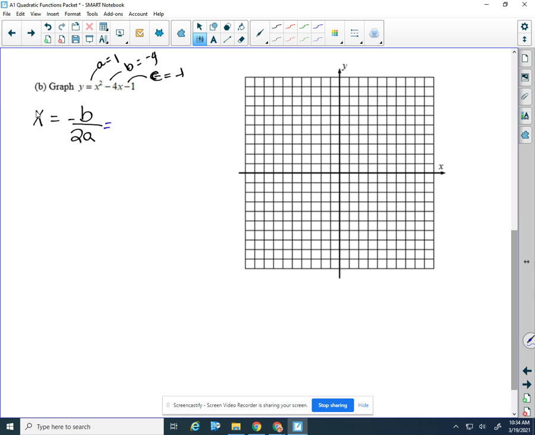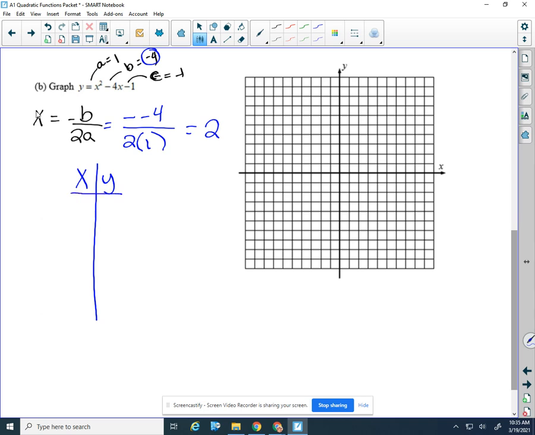We have a negative, but then we have a negative 4 over 2 times 1. So now you could say 2 negatives make a positive, or you could type it in the calculator like that. Either way, you'll end up with an x equals 2. So that is the middle of our table.